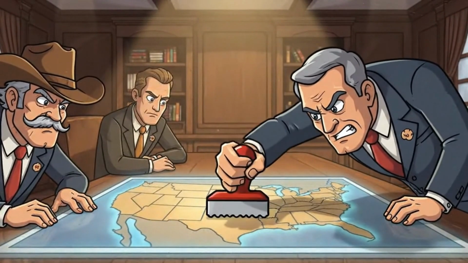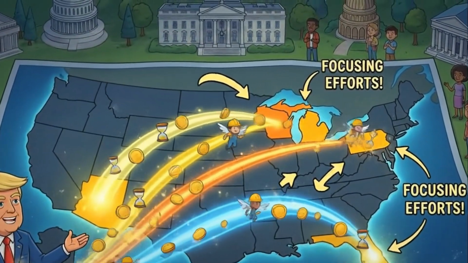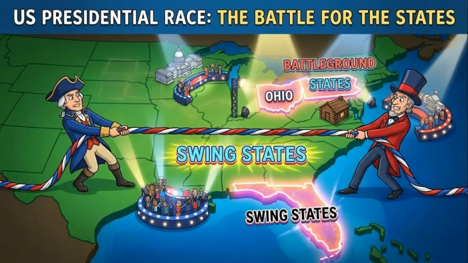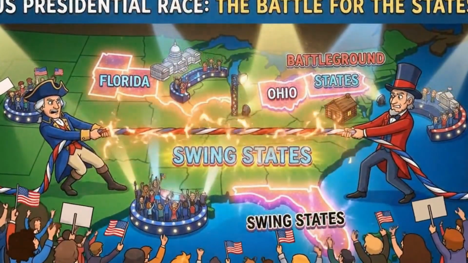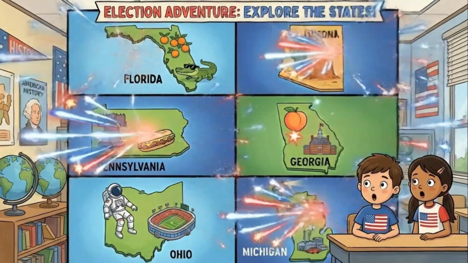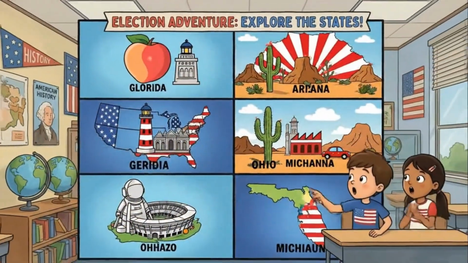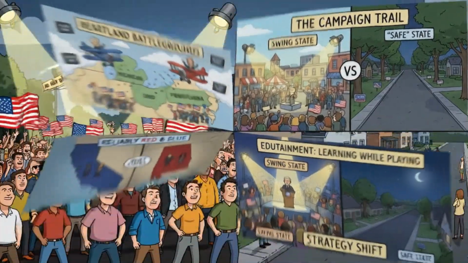The Electoral College also has profound impacts on presidential campaign strategies. Because of the winner-take-all system, candidates don't focus their efforts equally across all 50 states. Instead, they pour resources, time, and attention into a handful of swing states or battleground states. States where the vote is expected to be close and either candidate has a realistic chance of winning. Think Florida, Pennsylvania, Ohio, Arizona, Georgia, and Michigan.